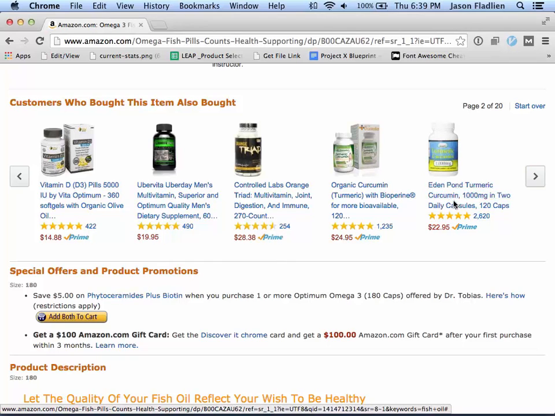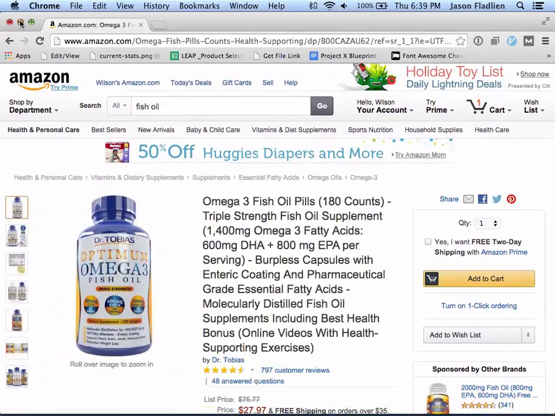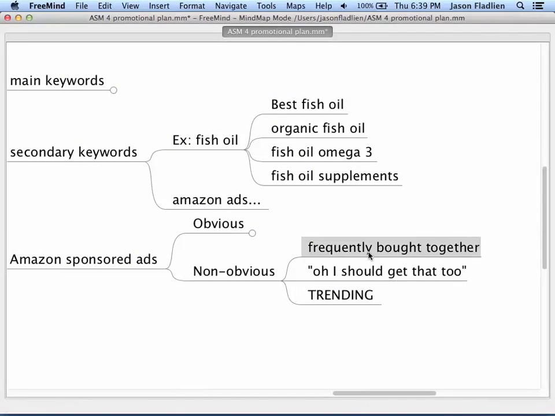I could advertise my fish oil on that because customers who bought this also buy turmeric curcumin, and customers who buy turmeric curcumin also buy fish oil. See what I'm getting at here? This is the stuff nobody knows about or thinks about. So the idea here is because they buy one, you can target them with the other one. It's too cheap on Amazon not to do this.